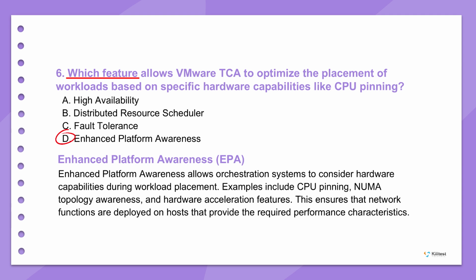So EPA is the TCA feature that ensures workloads demanding these exact capabilities are strictly deployed onto the physical hosts that could actually provide them. Exactly. It guarantees you aren't deploying a high-performance packet broker onto a generic low-spec server. That is a brilliant breakdown.